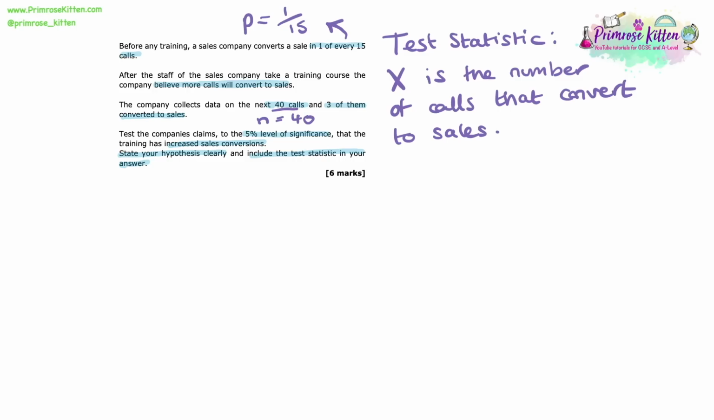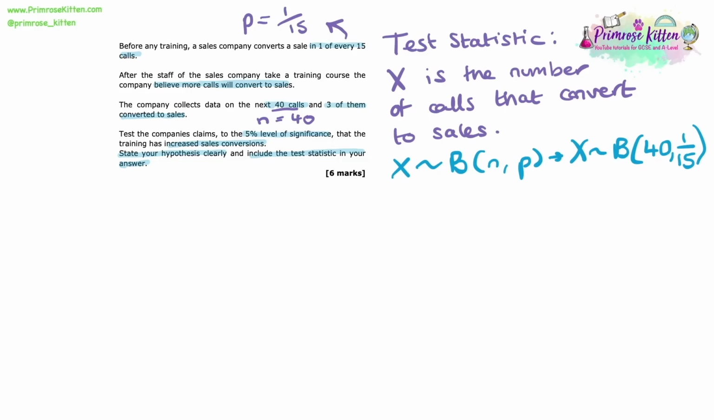Now, what this means is that we have a binomial distribution. So let's write that up now. The general format of a binomial distribution is X, with a little squiggle, B, and then n, p. So in this case, that would be X squiggle B, and then 40 and 1/15. So we've got our distribution.